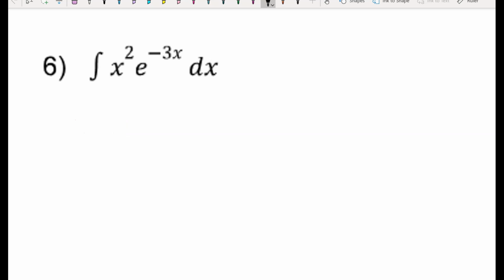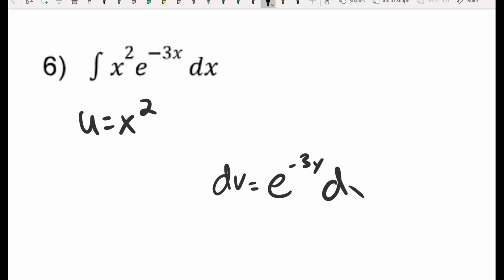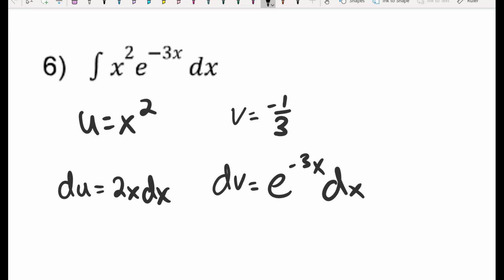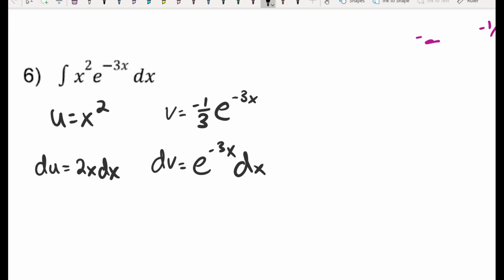Let me use black here. And I'm going to make dv e to the negative 3x dx. All right, well, du is 2x dx. And v, if I take the antiderivative of e to the negative 3x, I can multiply by the reciprocal of that constant, negative 1/3. And the antiderivative of e to the something is still e to the something. So these are the pieces I'm going to work with and start plugging in with.